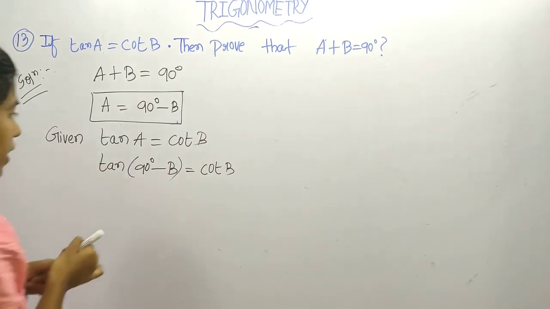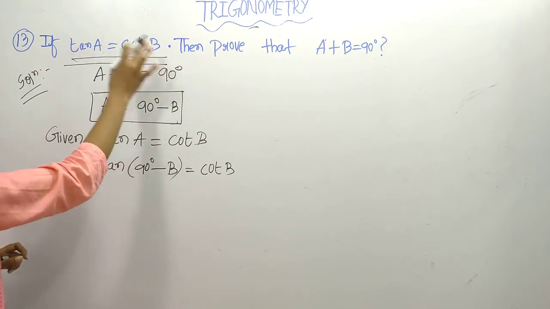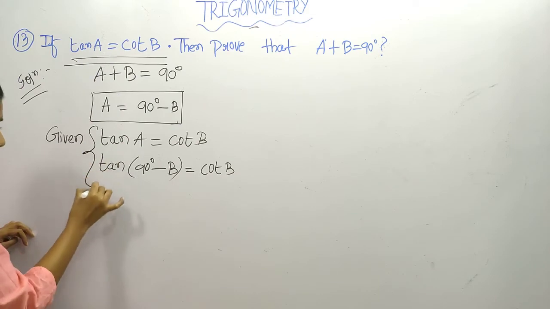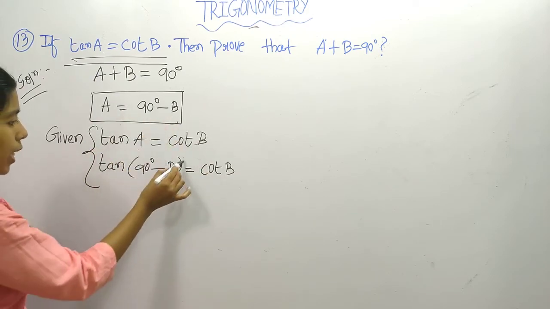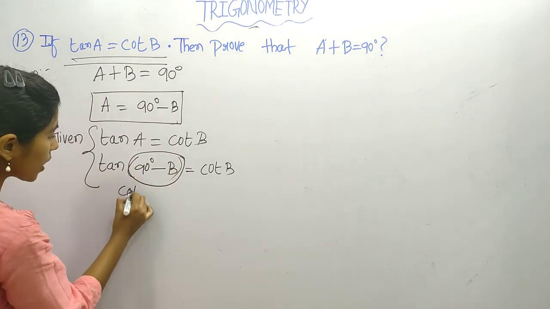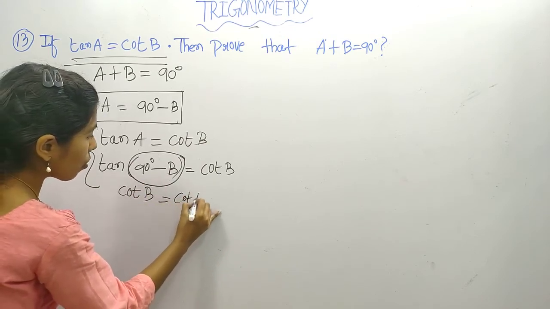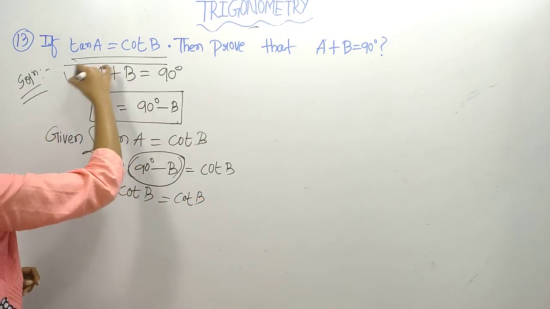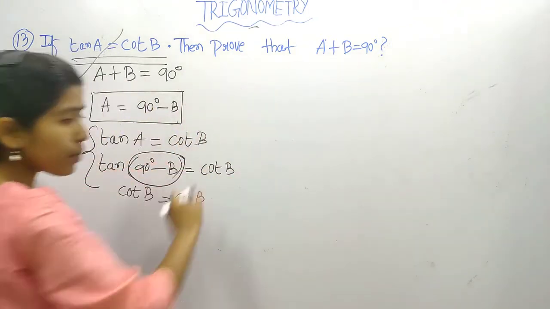So here you see tan 90 degree, it's the given part. If tan A equal to cot B, so it's already given tan A equal to cot B. Here, instead of A we have written 90 degree minus B. So what is tan 90 minus B? Tan 90 minus theta is cot theta, theta means B, equals cot B. It means the question is given this one. Then we have to prove A plus B equal to 90.